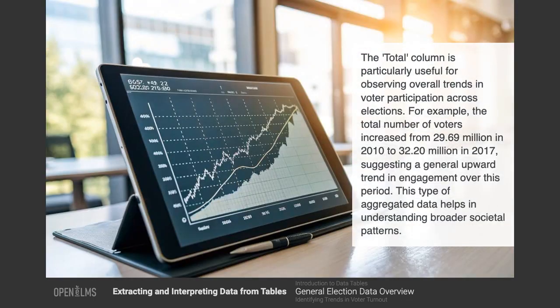The total column is particularly useful for observing overall trends in voter participation across elections. For example, the total number of voters increased from 29.69 million in 2010 to 32.2 million in 2017, suggesting a general upward trend in engagement over this period. This type of aggregated data helps in understanding broader societal patterns.